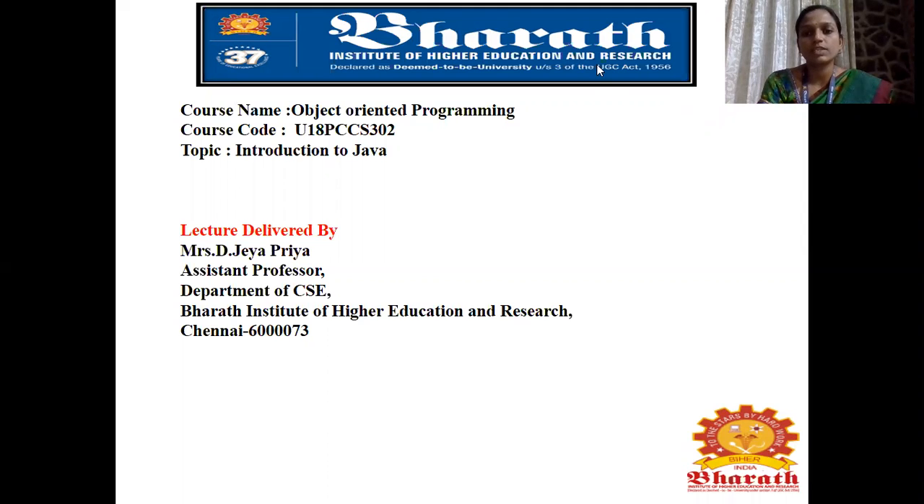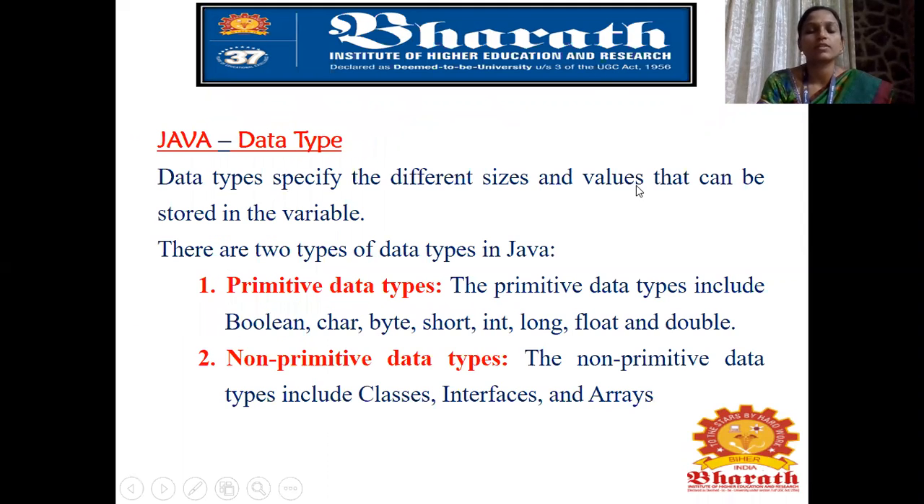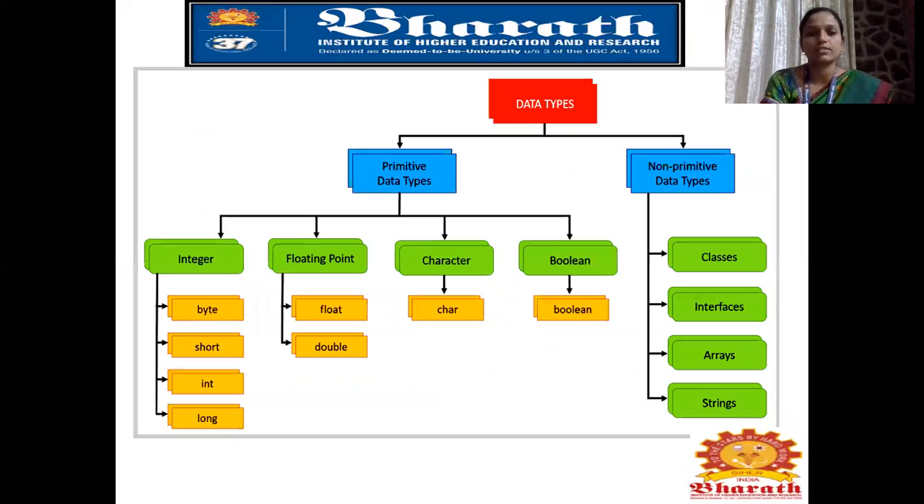So first we will see the data types. Java data types specify the different sizes and values that can be stored in a variable. There are two types of data types in Java: primitive data types and non-primitive data types. Primitive data types include Boolean, character, byte, short, int, long, float, and double. Non-primitive data types include classes, interfaces, and arrays.